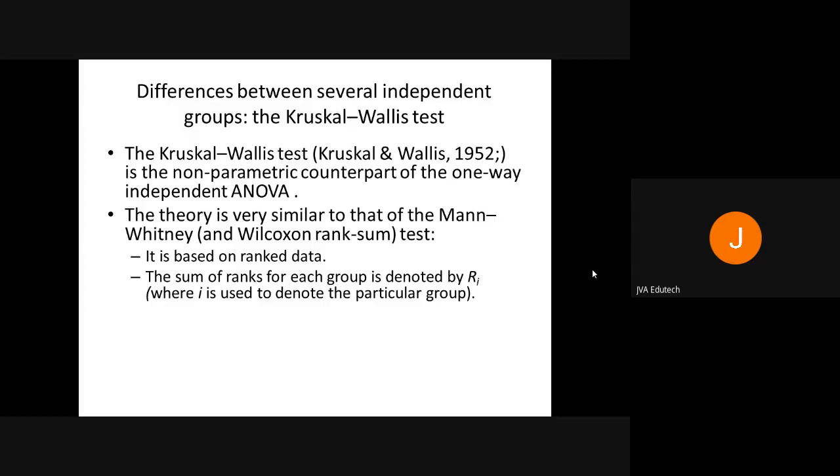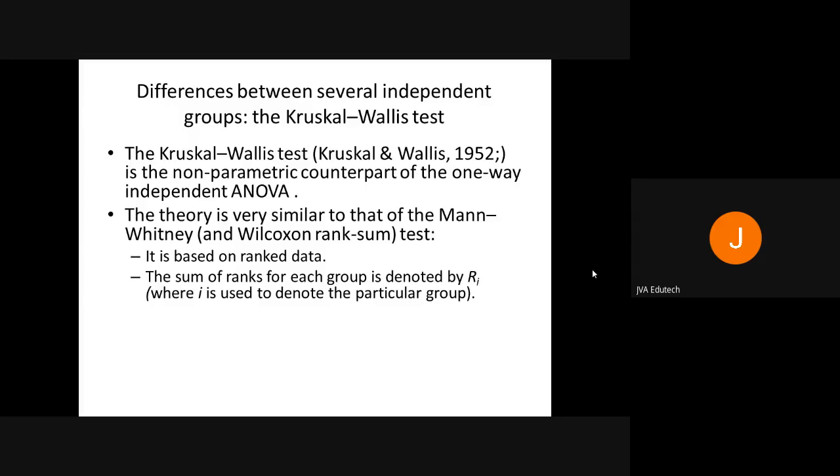So if we have parametric data, meaning data on a metric scale following normality, then we can go for one-way ANOVA. But suppose the assumptions are not met, then what is the non-parametric equivalent of ANOVA? The non-parametric equivalent of ANOVA is the Kruskal-Wallis test, represented by the symbol H.